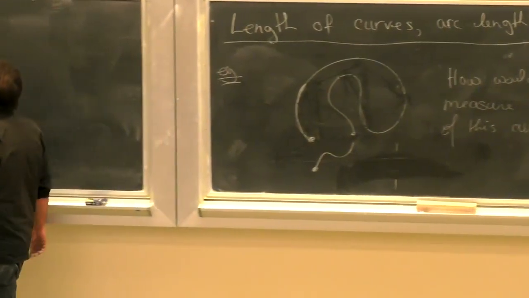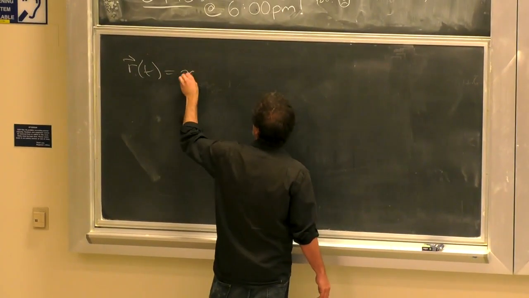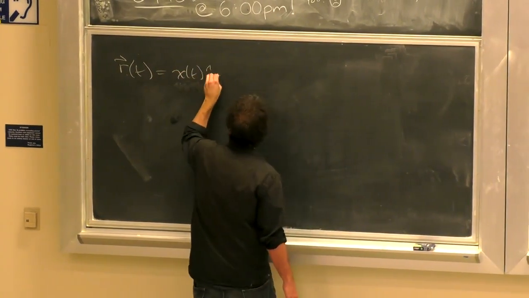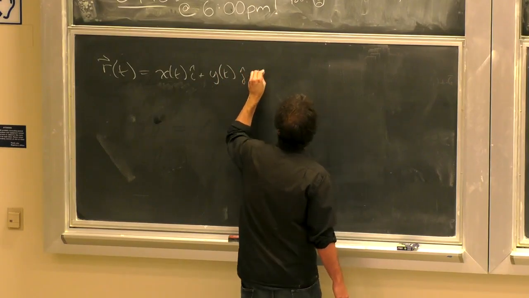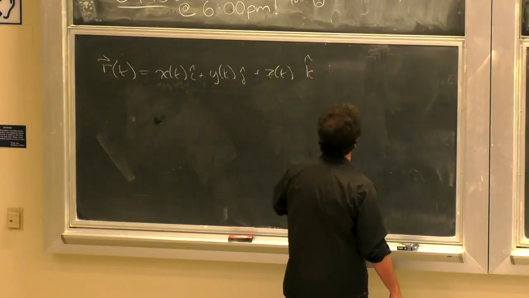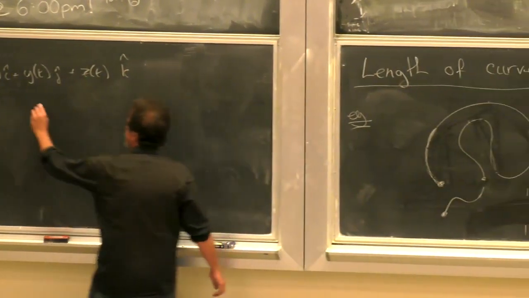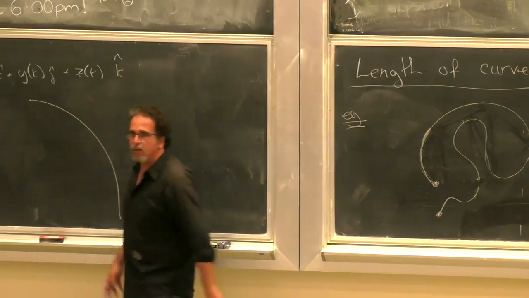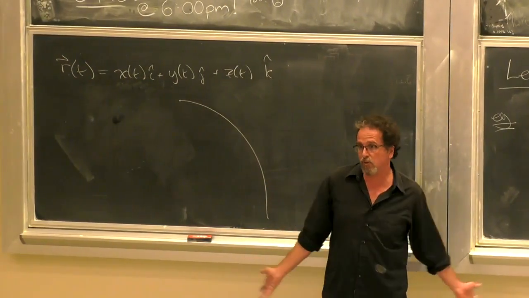But what we are really considering is curves r of t, where we have a parameterization, x of t i hat plus y of t j hat plus z of t k hat. And now, if I were to take a piece of this curve, say this piece from here to here, there it is right there, and I want to measure just that piece. If I know how to measure this piece, I know how to measure the whole thing.